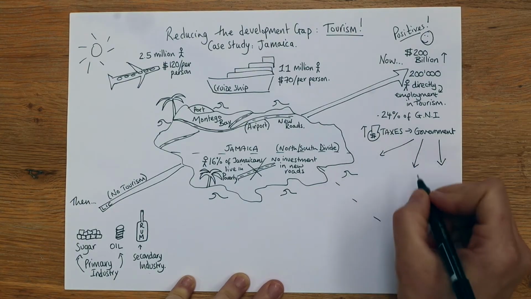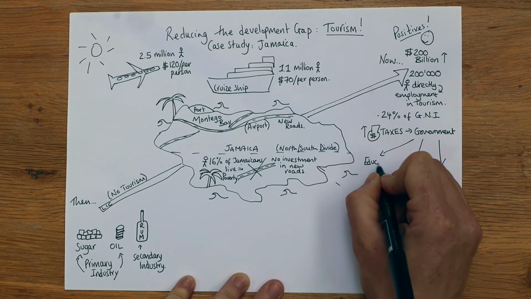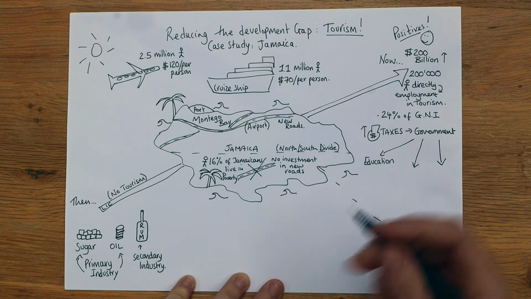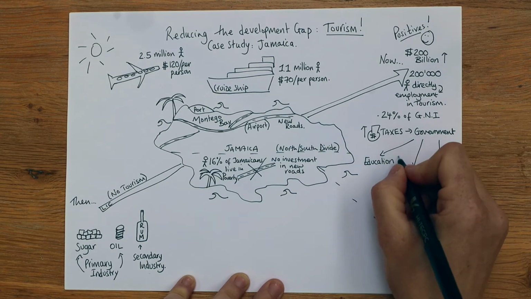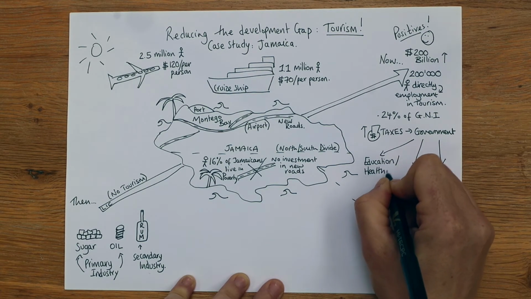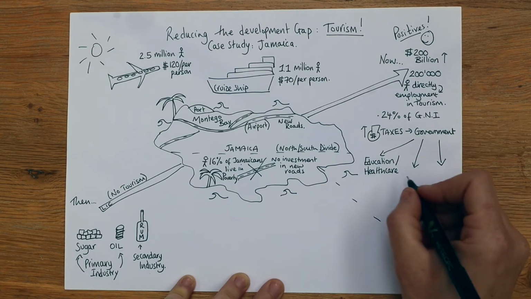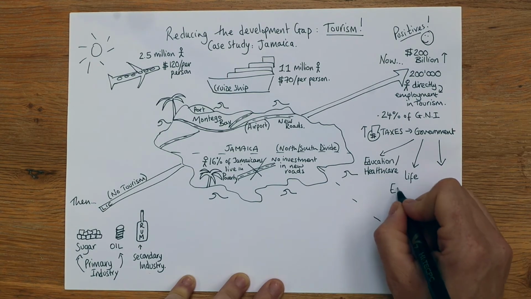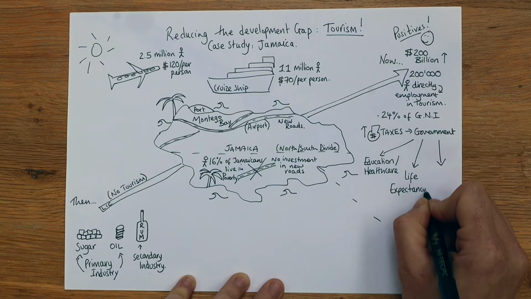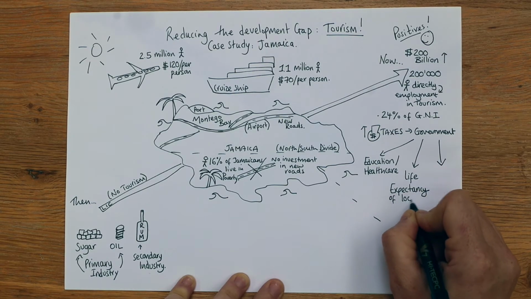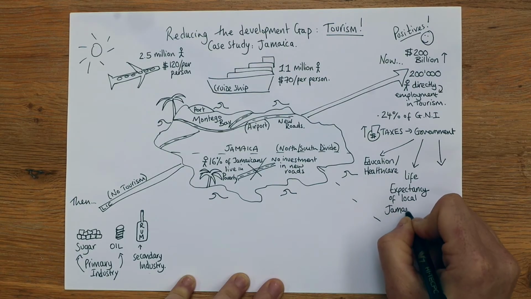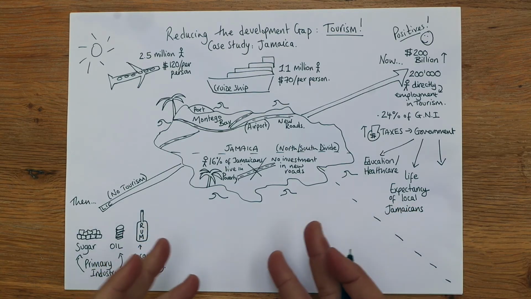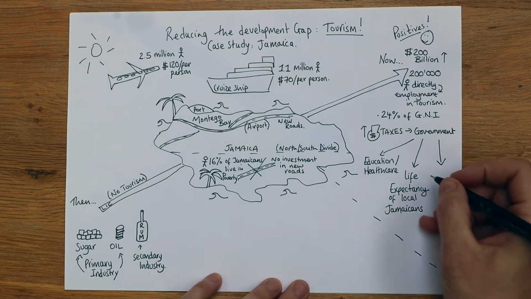So the first one is things like education. Remember that it was not long ago a low-income country, so they're still building up those kind of key things like education and healthcare. And much of that is funded by the government. The other thing that leads to is improving the quality of life and the life expectancy, to how long people will live for, of local Jamaicans. It's literally causing people to live longer because of tourism and because of the improvements to people's way of lives.